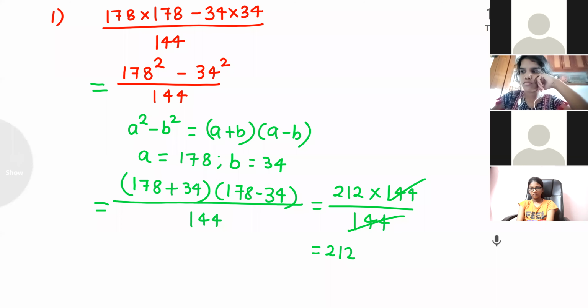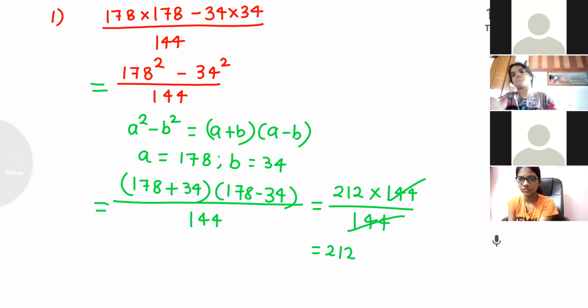Interesting question. Are you getting my point, students? Firstly, I have observed in the numerator it is looking like a square minus b square. The value of a is 178. The value of b is 34. Now I have applied the a square minus b square identity in the numerator. 178 plus 34 into 178 minus 34. 178 plus 34 is 212, into 178 minus 34 is equal to 144. The 144 in numerator and denominator cancel out. Our answer is 212. Write down everyone.